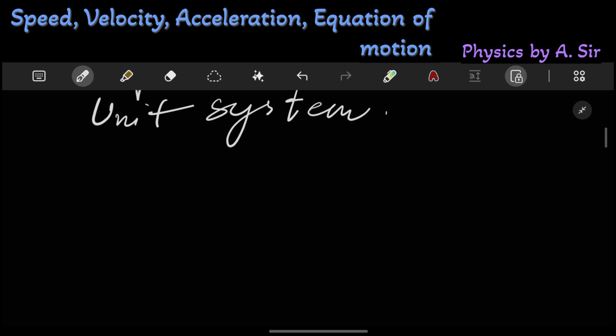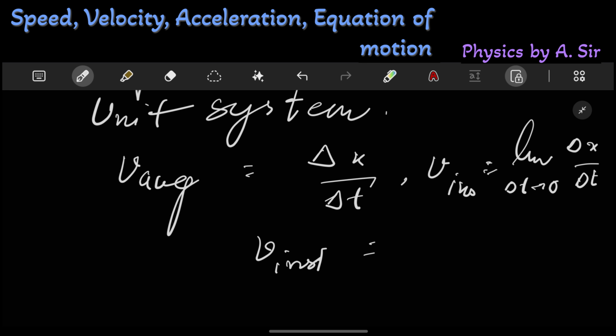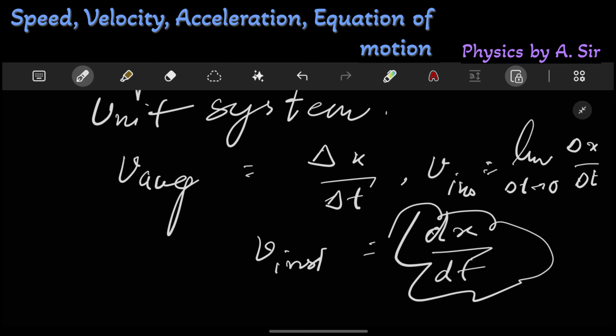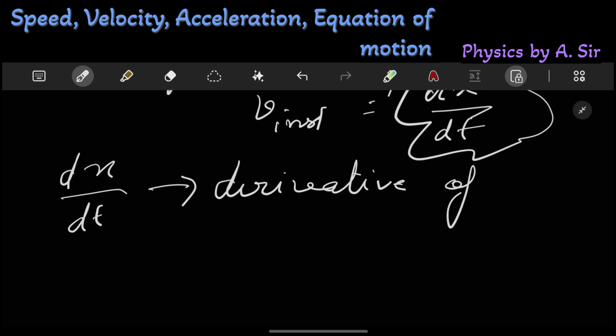And then average velocity, v average, that is delta x upon delta t. And instantaneous velocity, v instantaneous, same as speed, is the limit as del t tends to 0 of del x over del t, or sometimes we write it as dx upon dt. It means the derivative of x with respect to t. For those from a biology background, this will be new. So dx upon dt is the derivative of x with respect to time t.